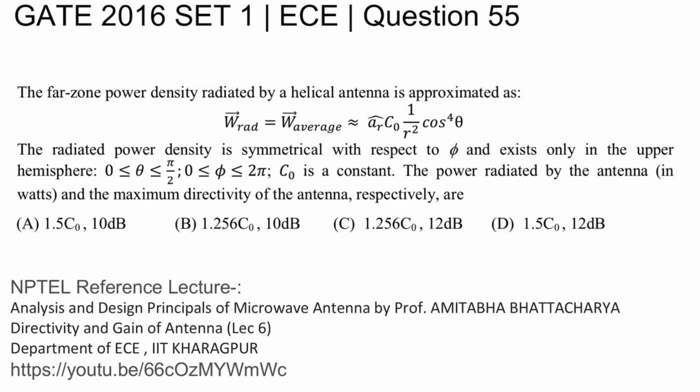So theta is 0 to pi by 2 and phi is 0 to 2 pi, and C0 is a constant. The power radiated by the antenna in watts and the maximum directivity of the antenna are to be determined. To solve this problem, you need to know that power radiated can be determined from the average power density by doing a surface integral over the elemental surface, and you get the power radiated.